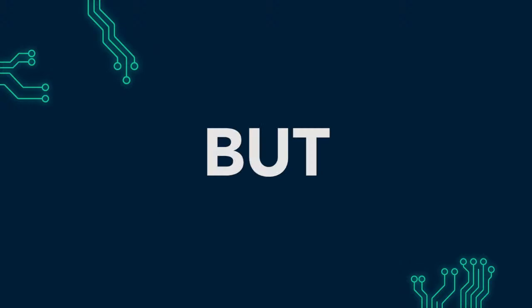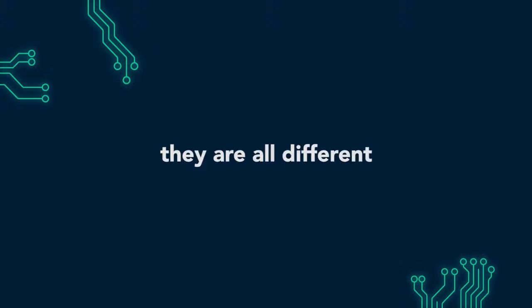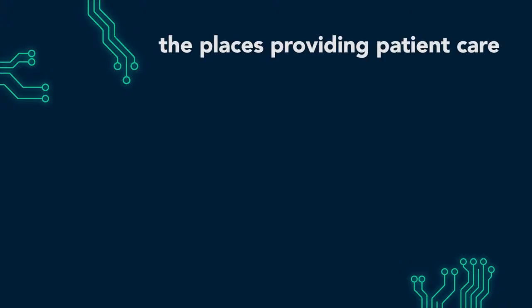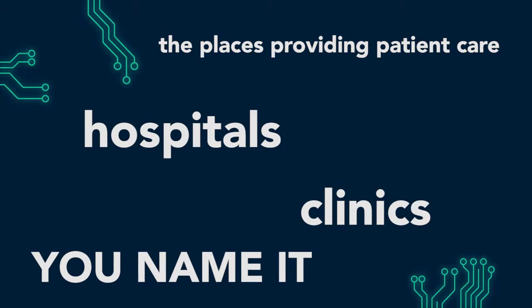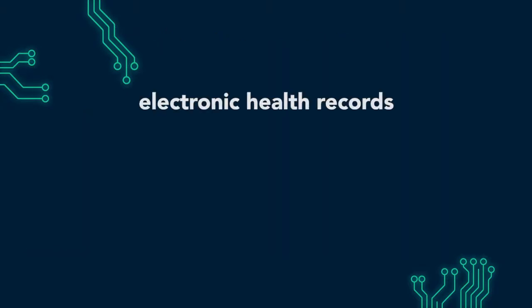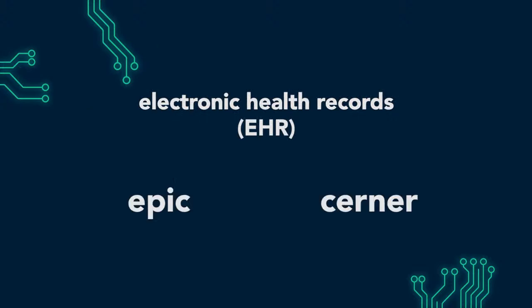But here's the thing about all these systems. They all have a different way of storing and sending this data. You see, the places providing patient care, hospitals, clinics, you name it, they each use software to store patient data. We call these electronic health records, or EHRs. You've probably heard of some of them like Epic or Cerner.